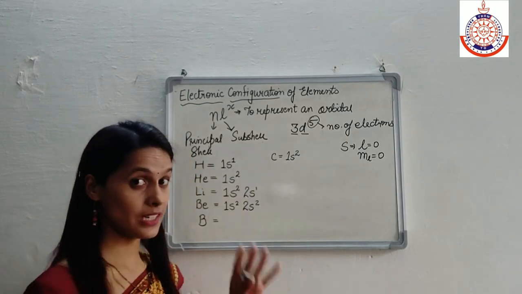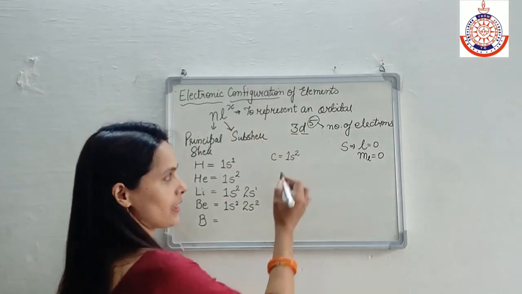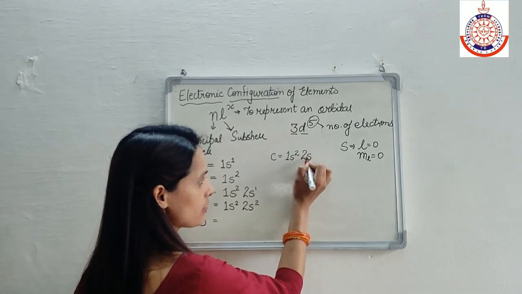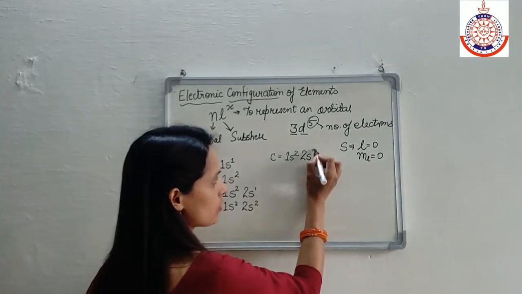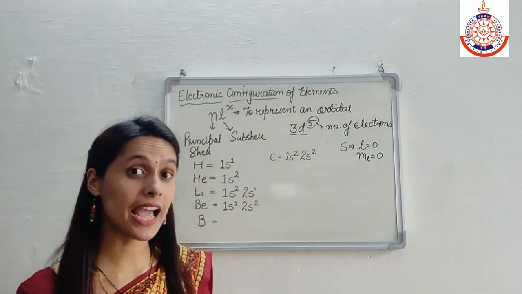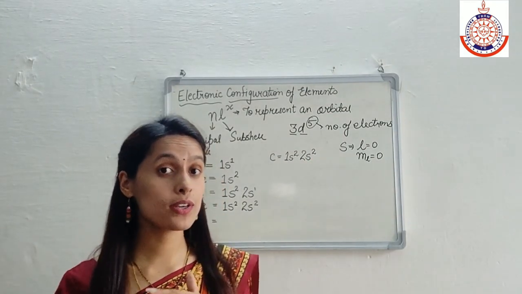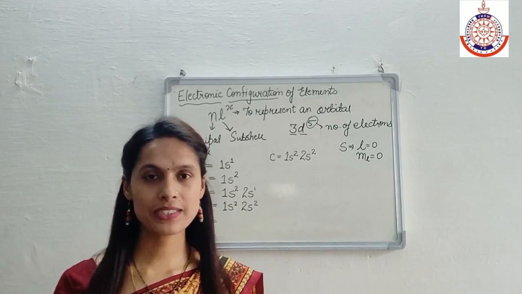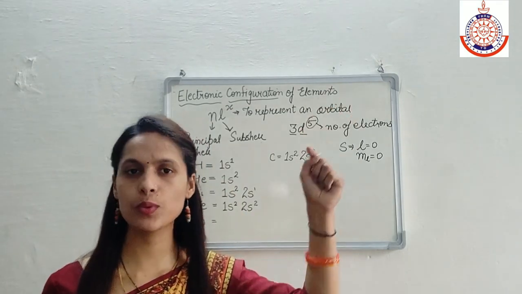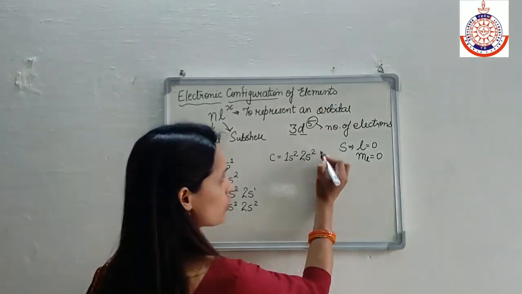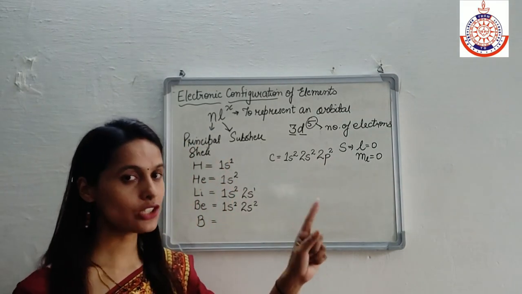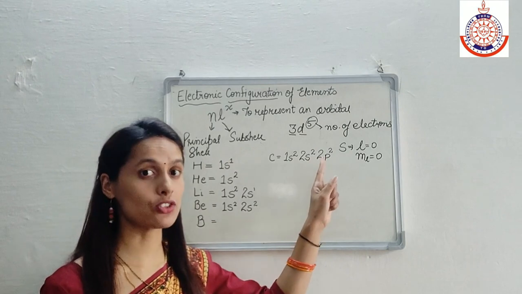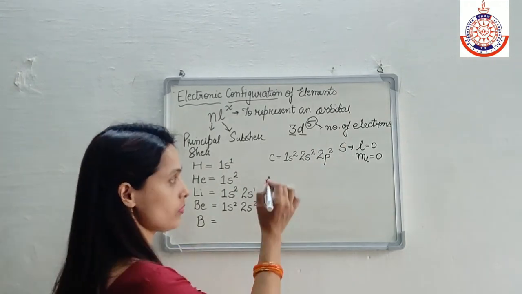1s2. Still we have 4 electrons. The next orbital becomes 2s, and in 2s we have place for only 2 electrons. So 2 electrons will pair. Still we have 2 electrons. Now it will move to the next higher orbital, and if we remember the above principle, it's 2p. So 2p2. The configuration becomes 1s2, 2s2, 2p2.